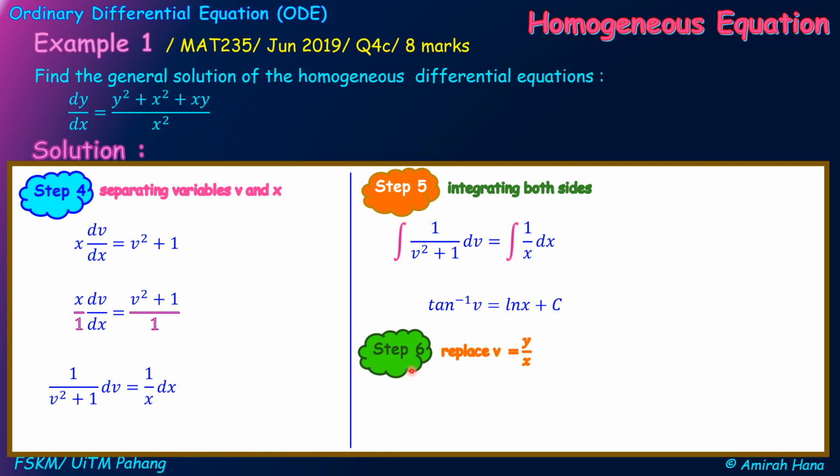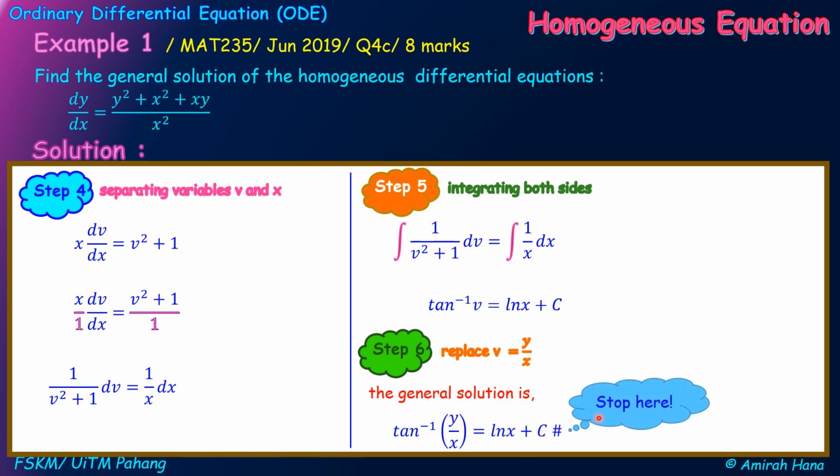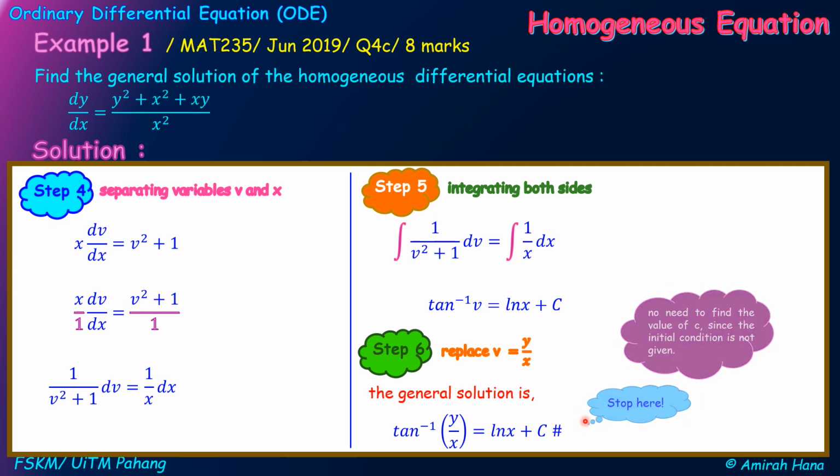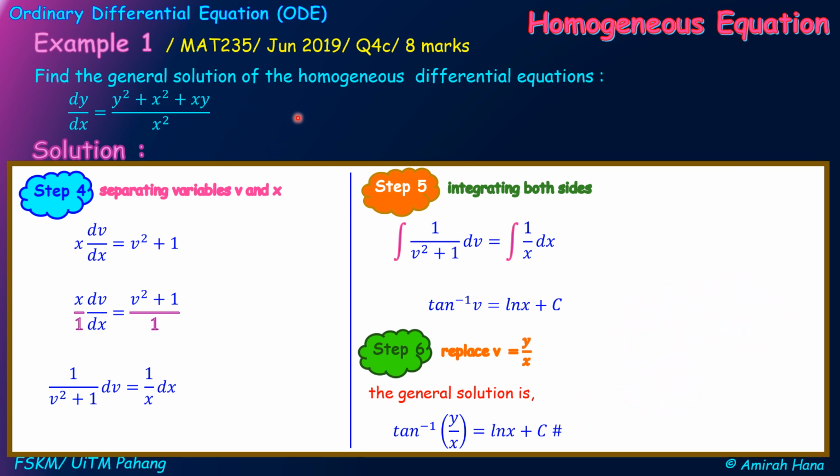Then step 6, we replace v equals y over x. So the general solution is inverse tangent y over x equals ln x plus c. We replace v with y over x. We stop here. This is the final answer. We don't need to find the value of c since the initial condition is not given in this question. So this is the final answer.